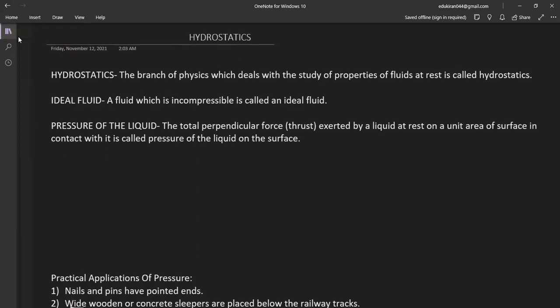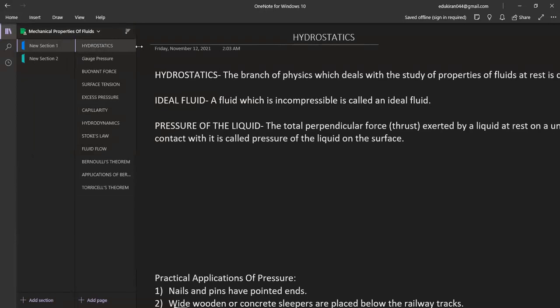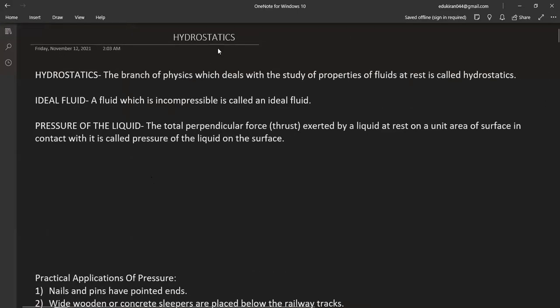Let's see, it's a very lengthy lesson. Solids was a very short lesson. This is a lengthy lesson. You can see so many topics are there within this. This is the main heading. Within this, subtopics are there also. So we'll start with hydrostatics. Hydrostatics is that branch of physics which deals with the properties of fluid at rest.